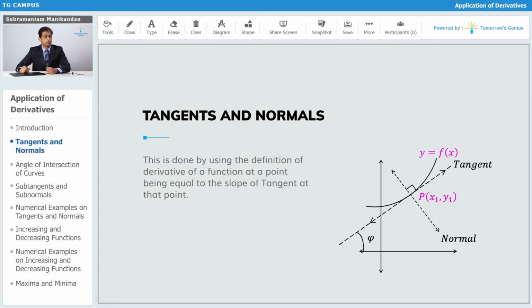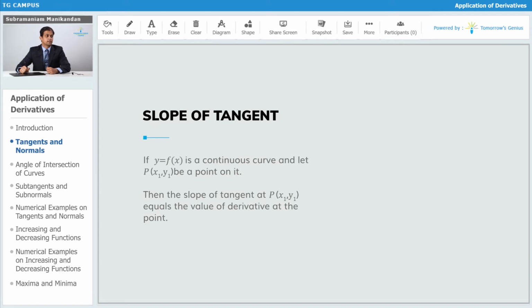With just this information, we can find out the equation of the tangent as well as the equation of normal of this point P. If y is equal to f(x) is a continuous curve and P(x1, y1) is a point on it, then the slope of tangent at P(x1, y1) equals the value of derivative at that point.